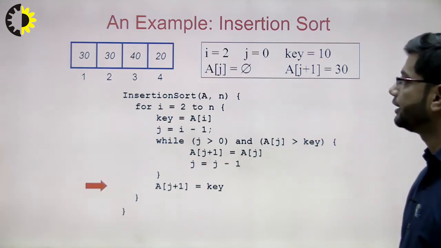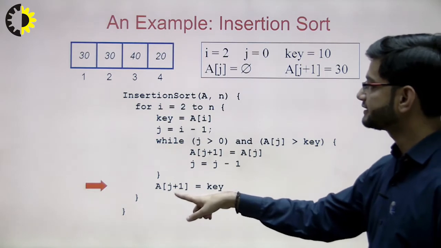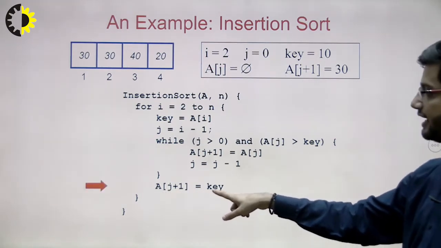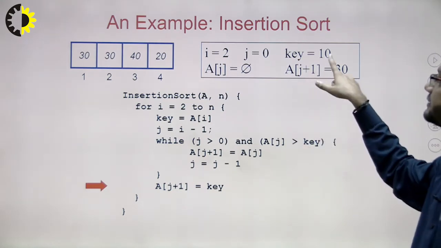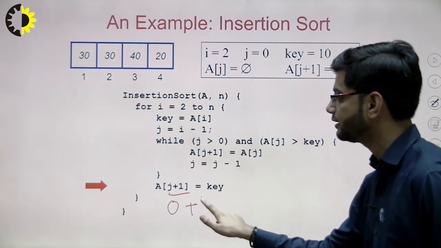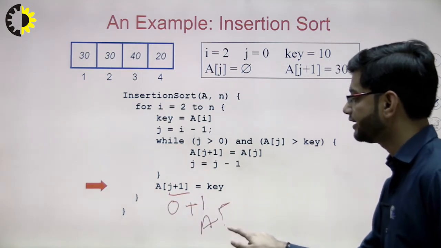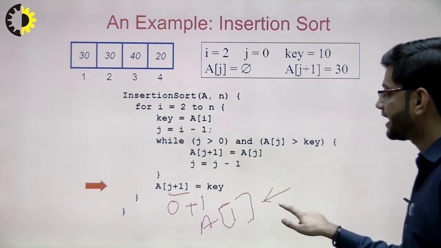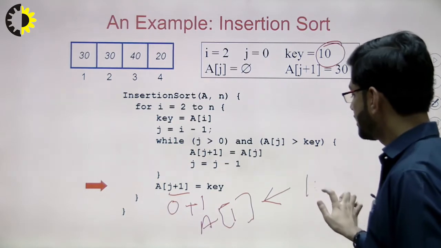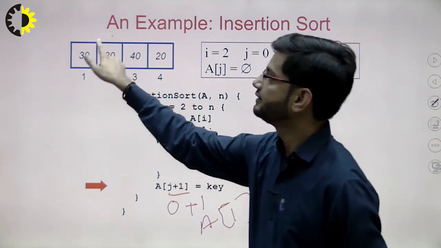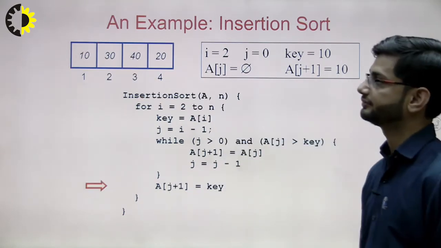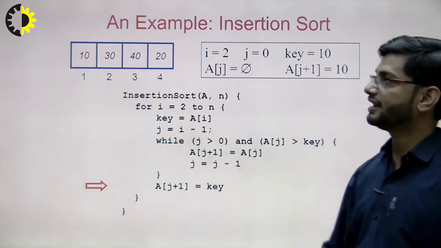Now, what is this saying? After the while loop, A of J plus 1 will be replaced by key. Key value is 10, and J plus 1 means 0 plus 1, so A of 1 will be replaced by the key value. What is the key value? The key value is 10. So at position 1, this 30 will be replaced by 10.